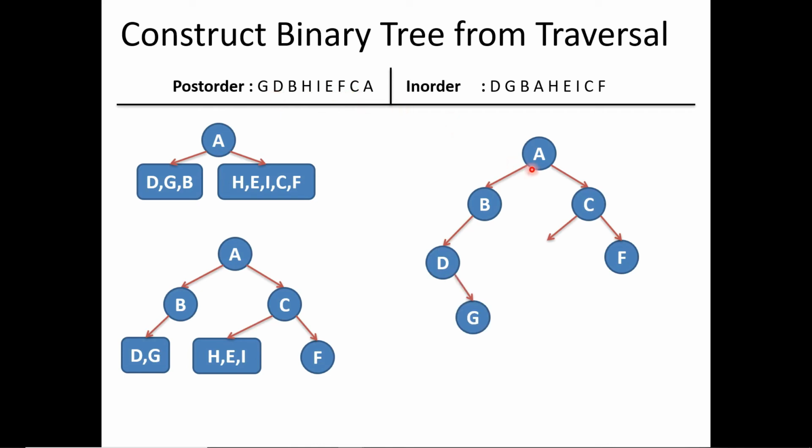Now coming to the node C, that node C has HEI. Now we have to check over here H, E and I. From this, E comes first from the right side. So E becomes the parent node of this subtree, and H becomes the left child and I becomes the right child of E. So this way we can construct a binary tree from the traversal orders which we have been given.